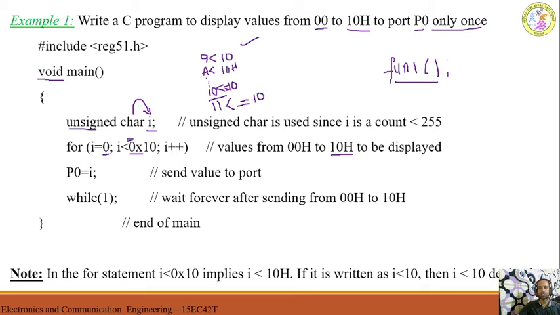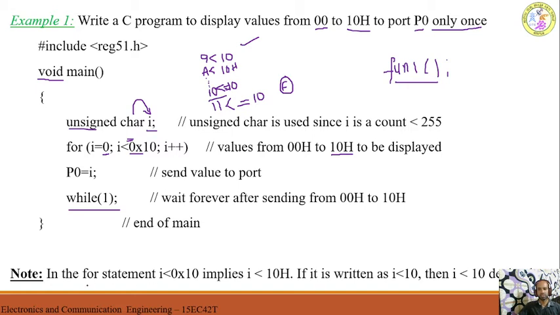11 is neither less than 10 nor equal to 10. Therefore this condition is false. So if the condition is false, don't go inside, come out of the for loop. It will directly execute the next statement, that is the while statement. It will execute, so therefore this will be repeated an infinite number of times.